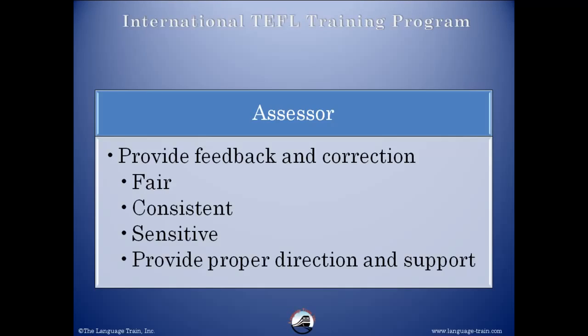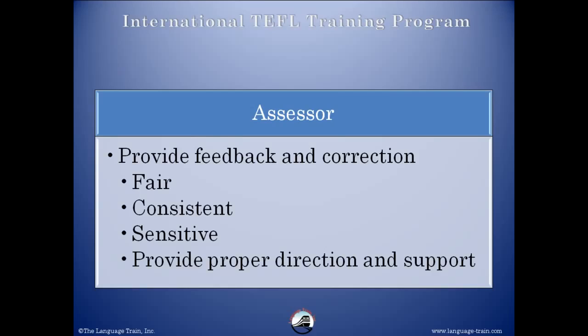Now, as far as being fair, that should be pretty standard. We all kind of understand what being fair means. So always try to think what would be fair to you. If you were in the other person's shoes, if you were the one that was receiving any sort of feedback and correction, would you accept it the way that you're giving it?